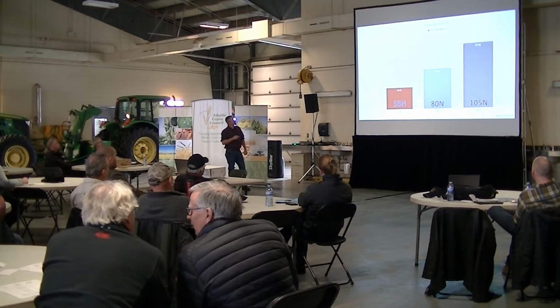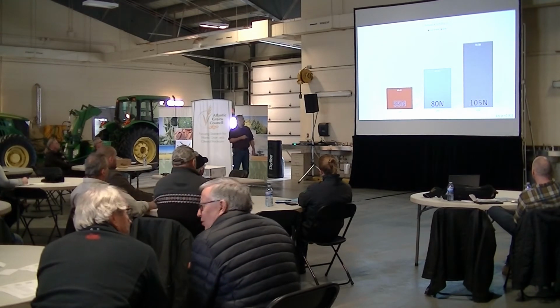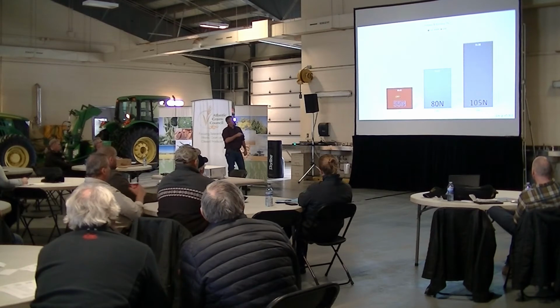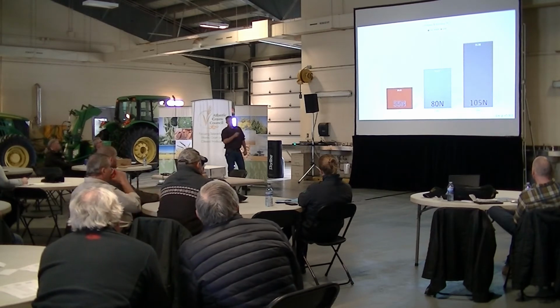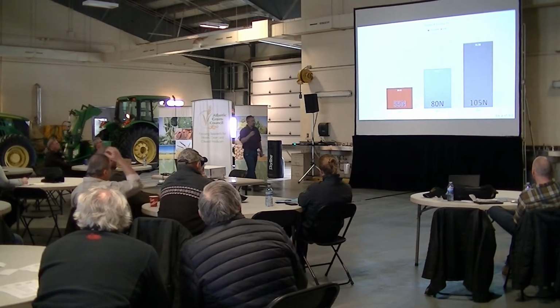Protein by fertility, and this is what you'd expect. The 55 units had the lower protein, and the 105 had the higher on average, just like you'd expect.